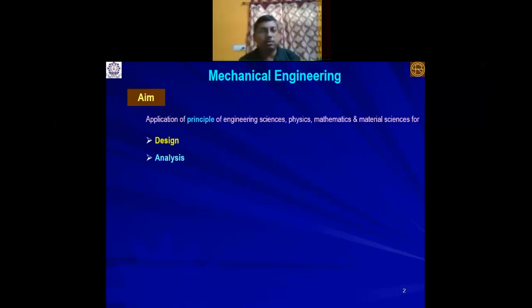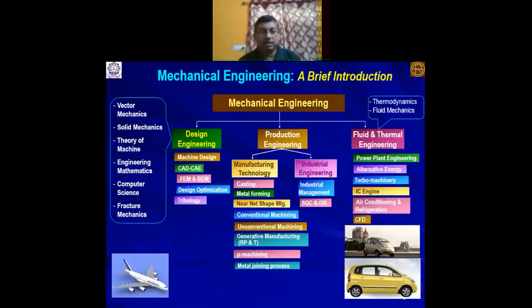Now, if you see quickly, the main domain on the mechanical side is design engineering, where subject knowledge like vector mechanics, solid mechanics, theory of machines, engineering mathematics, computer science, and fracture mechanics. This basic or fundamental subject knowledge is required for design engineering.